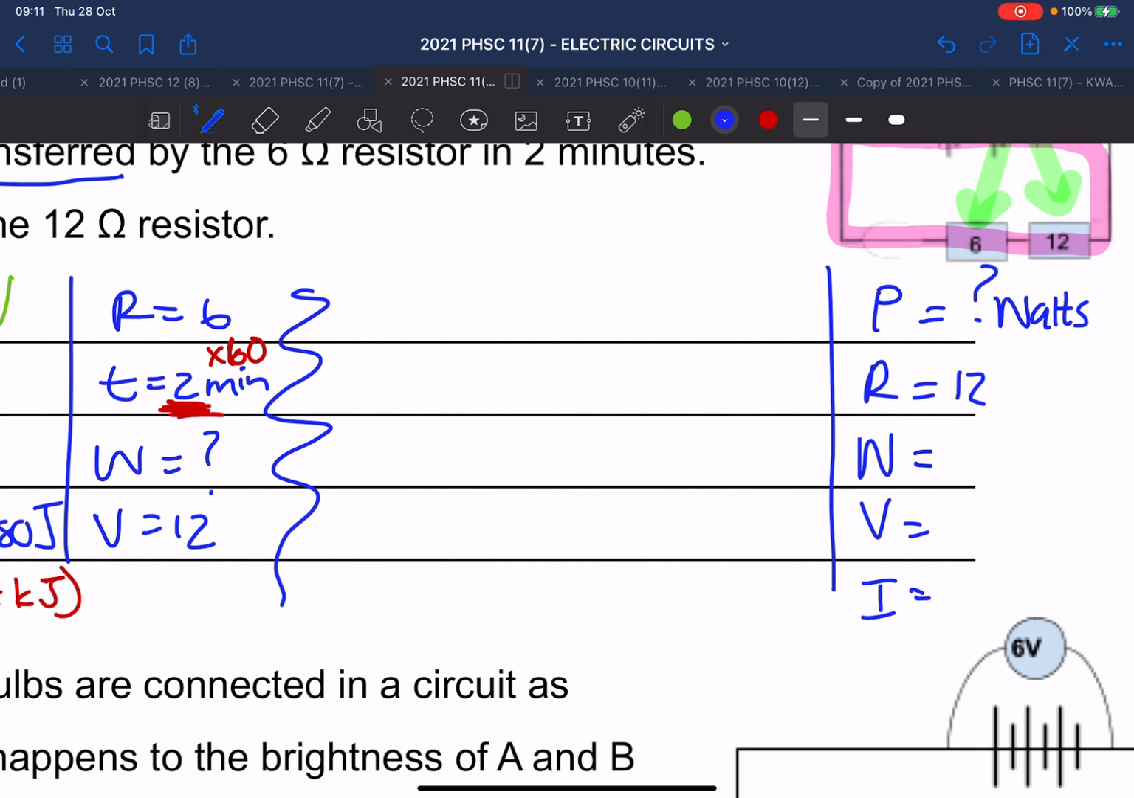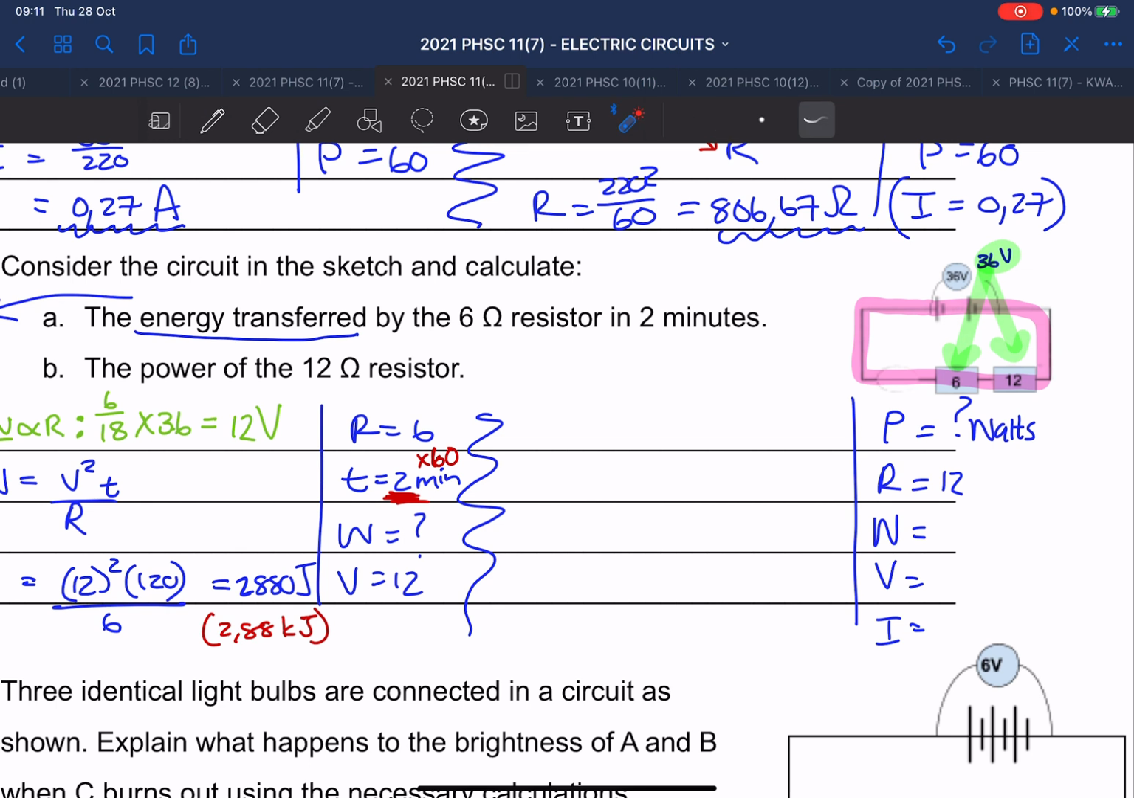Do we have the work? Okay, be careful. We calculated the work for the 6 ohm resistor, and they're asking for the 12 ohm resistor. So it's two different things. So you cannot use that. We don't have that.